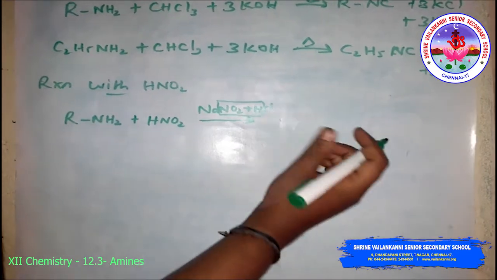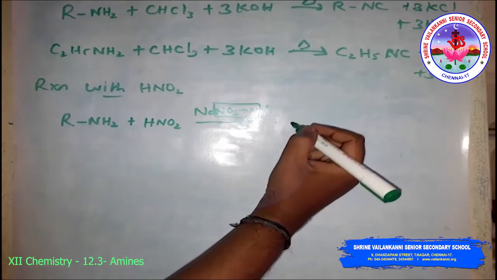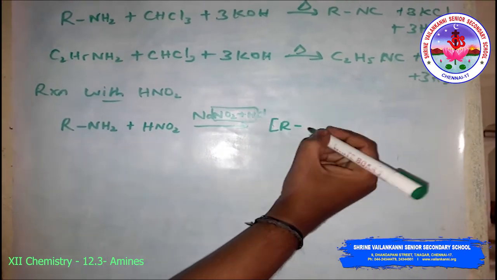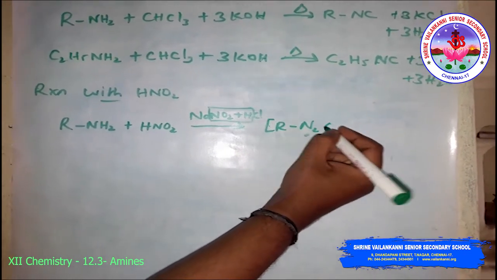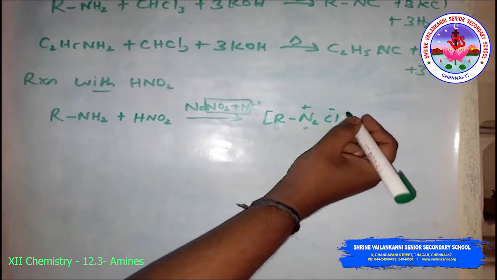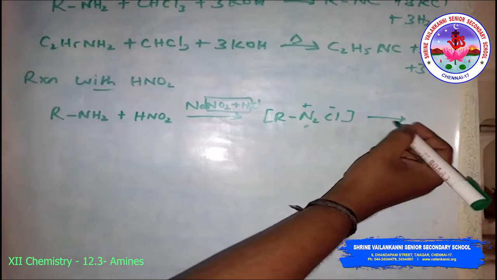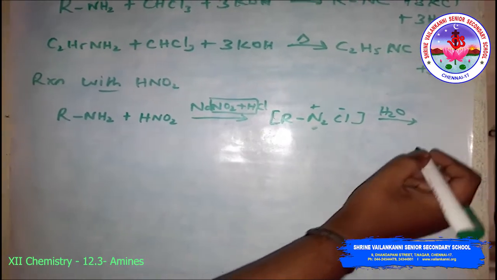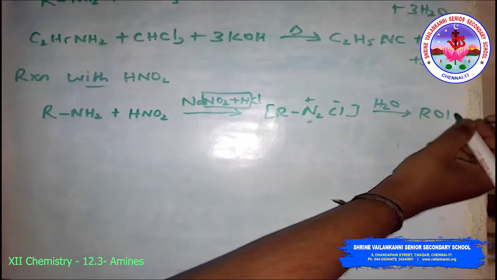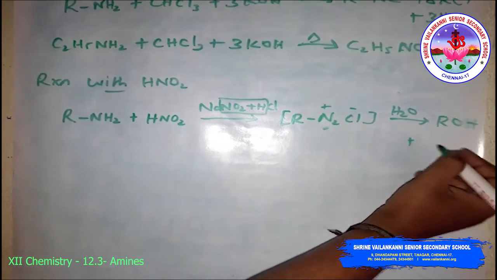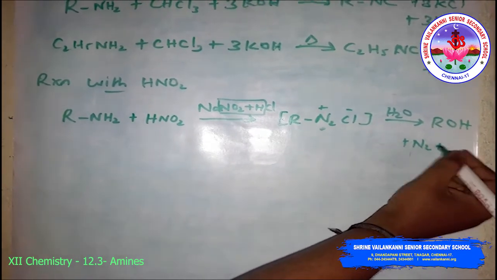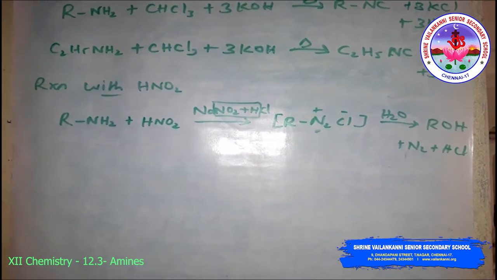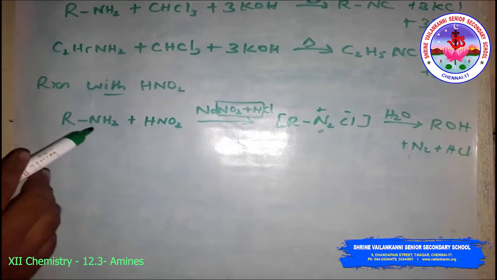R, that is the diazonium salt, R N2Cl, here N2 plus Cl minus, and it reacts with water to give alcohol, ROH, plus nitrogen gas and HCl. So this is for primary aliphatic amine.